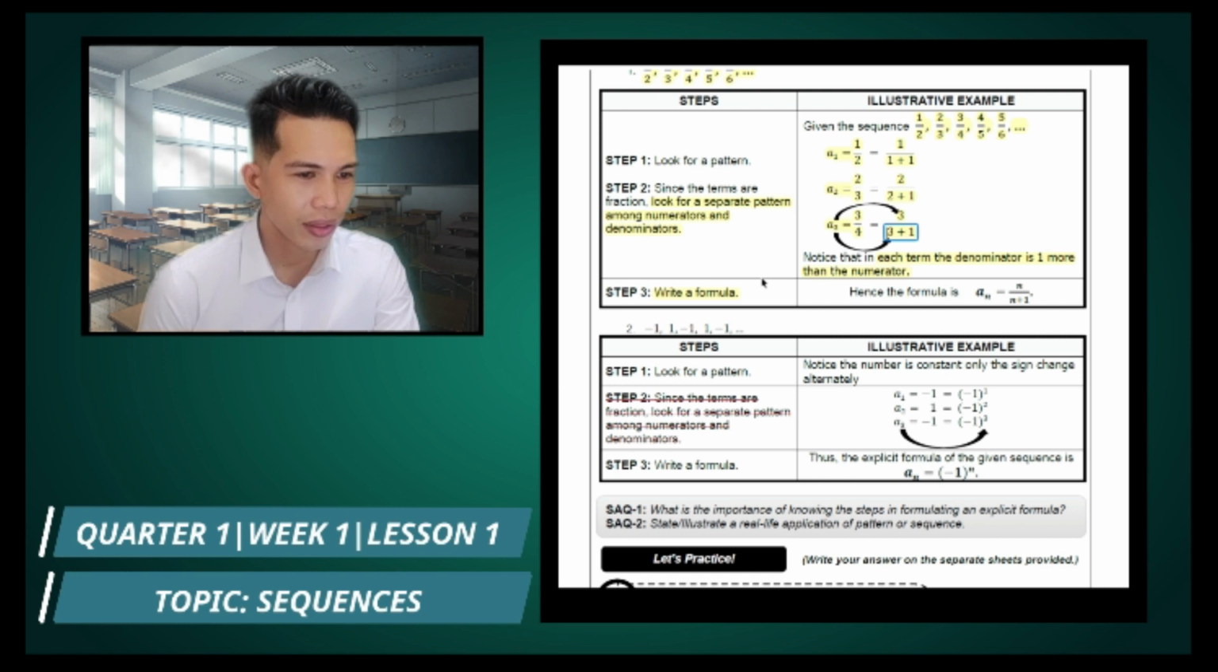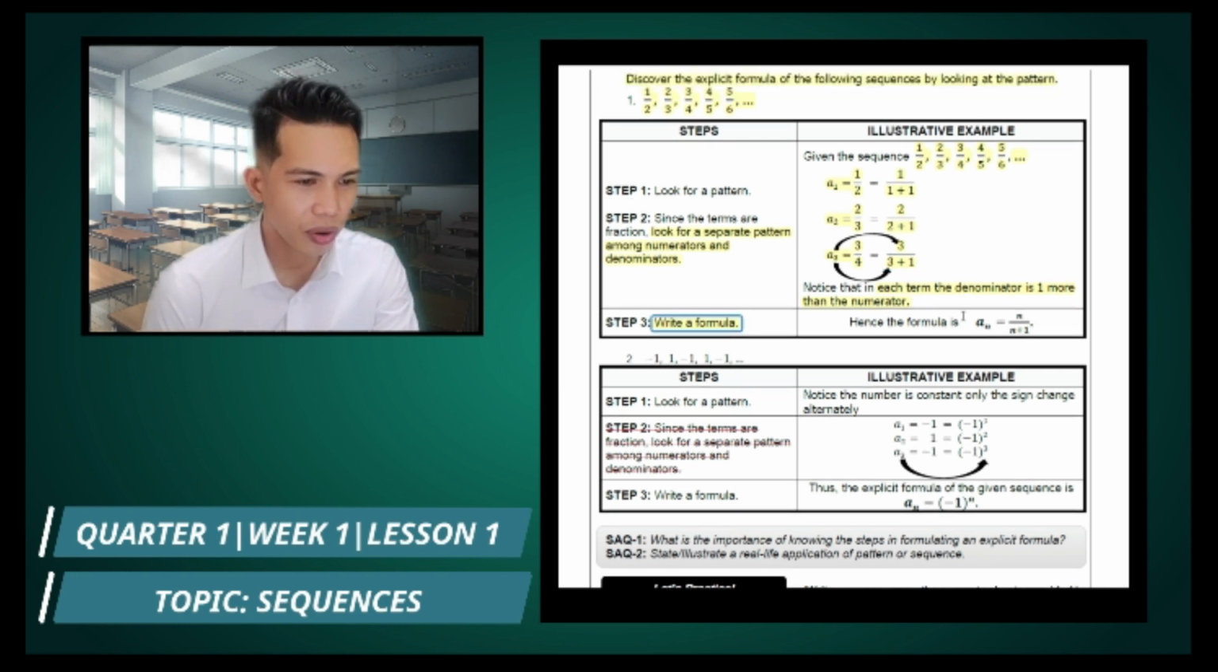Okay, so now that we already noticed the pattern, we can now write a formula. Hence, our formula is a sub n equal to n over n plus 1. This formula describes the pattern where each term of the denominator, so this is the denominator, n plus 1, is 1 more than the numerator. So if your numerator is n, your denominator is n plus 1. It's 1 more than the numerator.